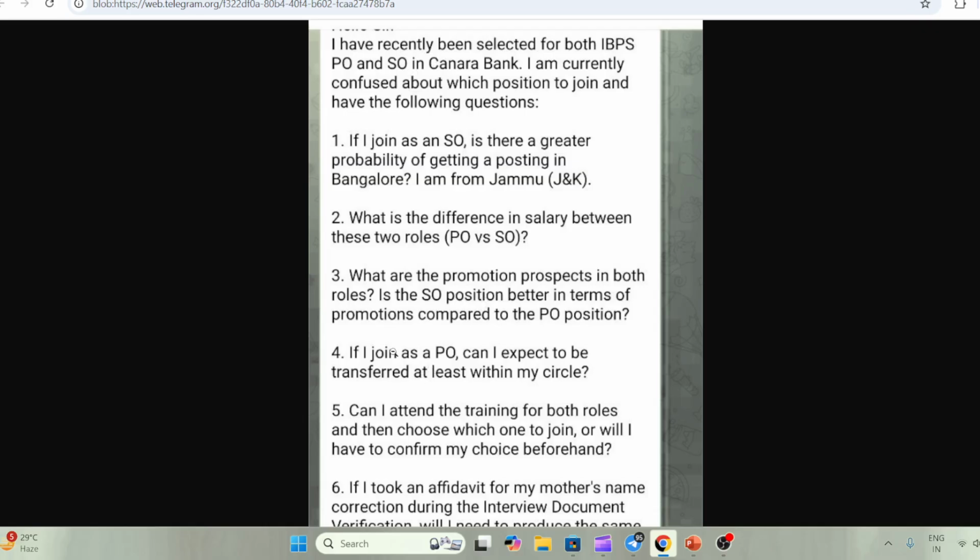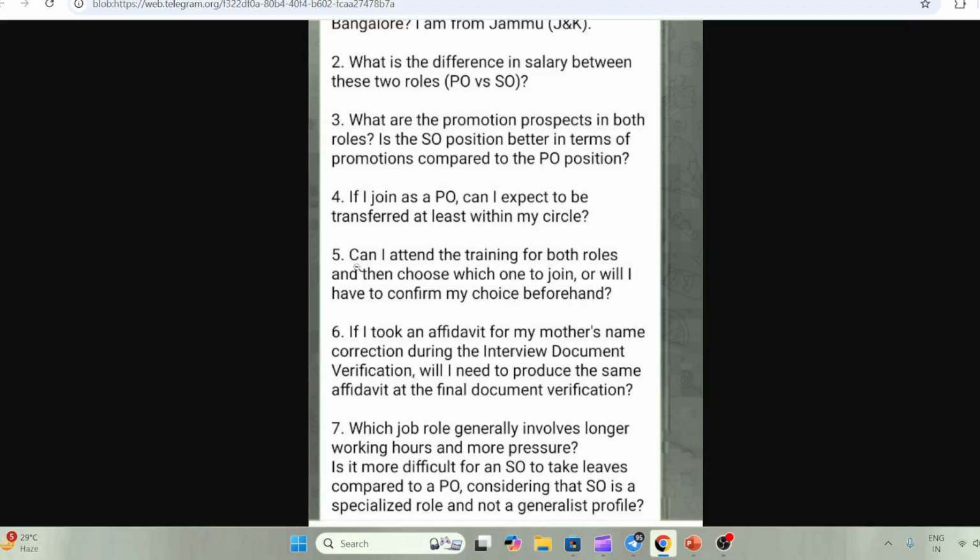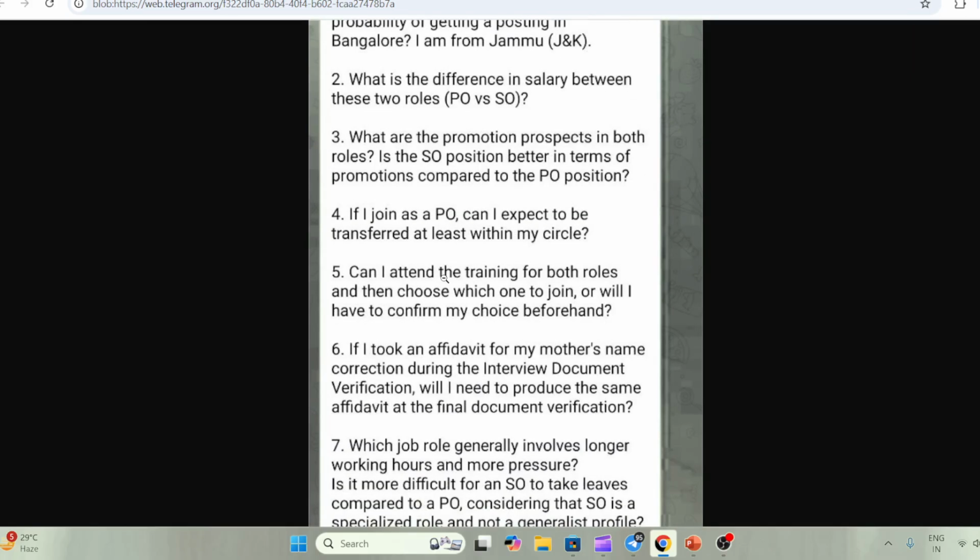The answer is yes. Maybe your initial posting is in another state, if you are from XYZ state, and after 4 or 5 years you may be posted to another state. But after that, you may be posted to your home state, or maybe your home district if vacancies exist. So it depends on the vacancies and the bank policy. So the answer to this question is yes. Can I attend the training for both roles and choose which to join, or will I have to confirm my choice? This cannot happen. For a single bank you can join only one. It is not that you can join both, because the bank is the same. If the banks were different, you could join as a PO, then resign, then join as SO. But resigning from PO to join SO is very difficult. So the answer to this question is no.